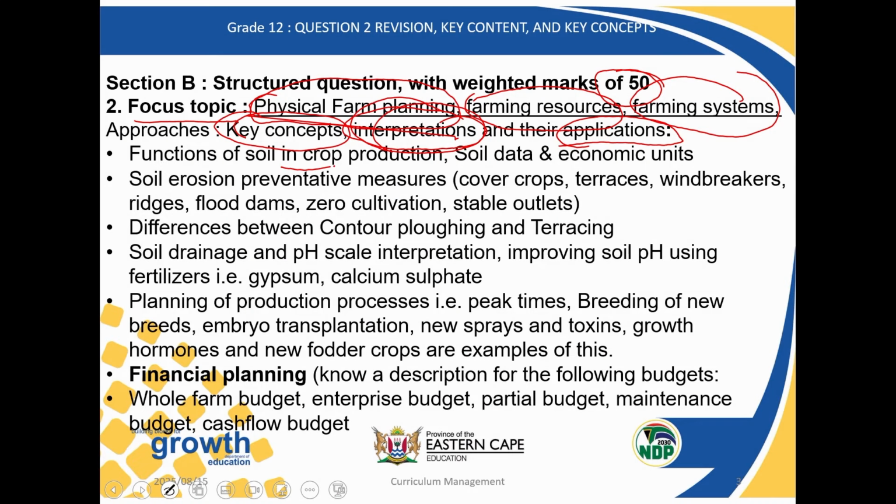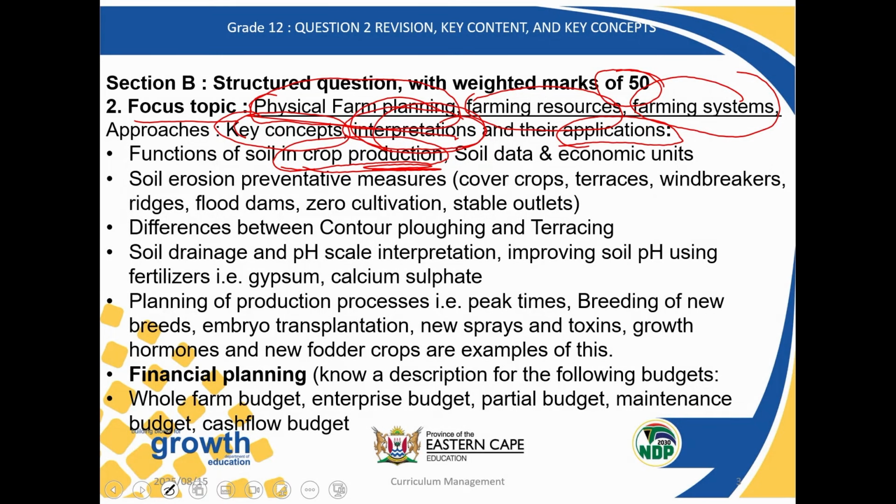Let's take, for example, here, the first point here, functions of soil in crop production. It's very important that in your question papers, when you are asked this question, you must also look whether this function of soil is in crop production. Because sometimes learners are tempted just to give generalized functions of soil, whereas the examiner was looking for in crop production, which is very, very important. So we expect you here to give the examiner the functions of soil in crop production.